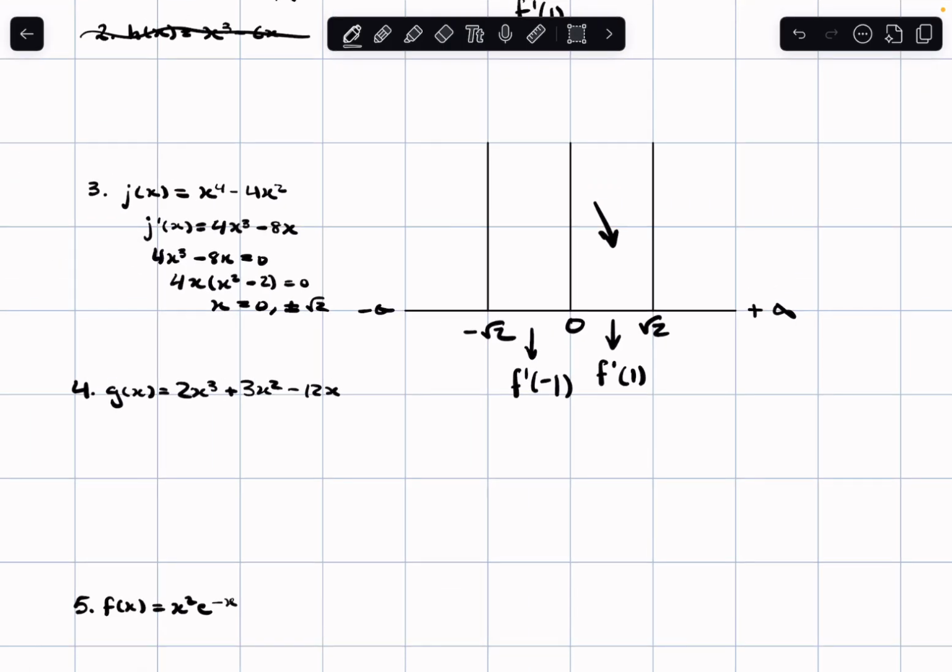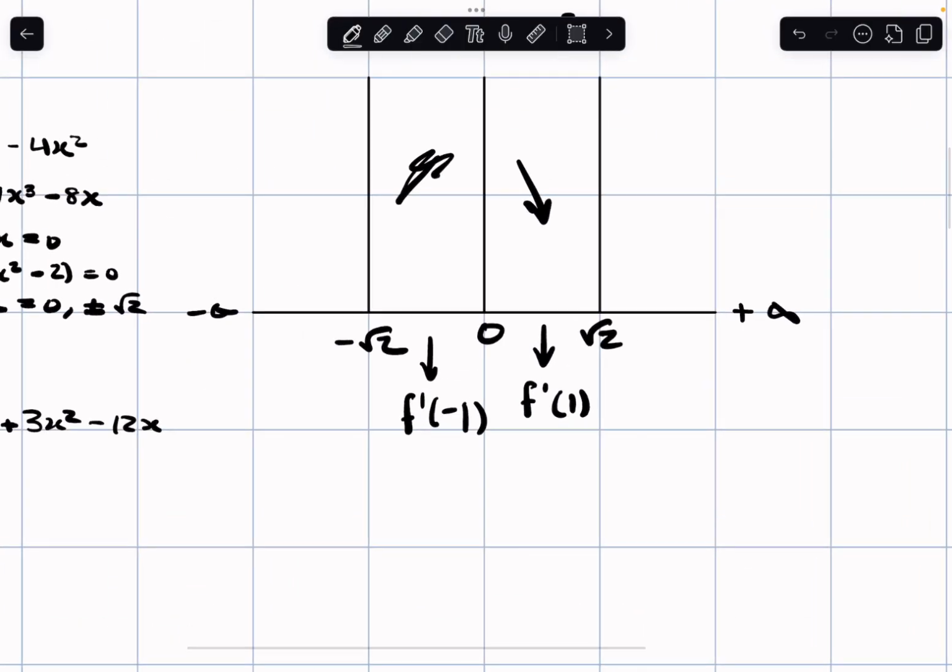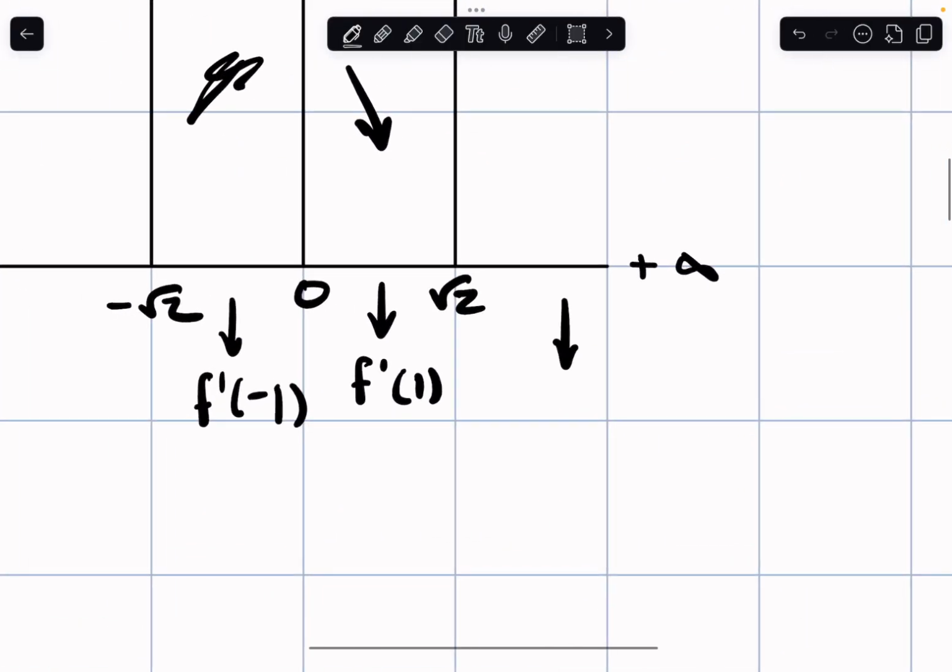That's going to change a bit. Negative 1 cubed is negative 1, and 4 times negative 1 is negative 4. Then negative 8 times negative 1 is plus 8. That's going to be positive 4, so we know it's going to be increasing. And then for the outer intervals, we could try 2 on this side, f prime of 2, because it's in between.